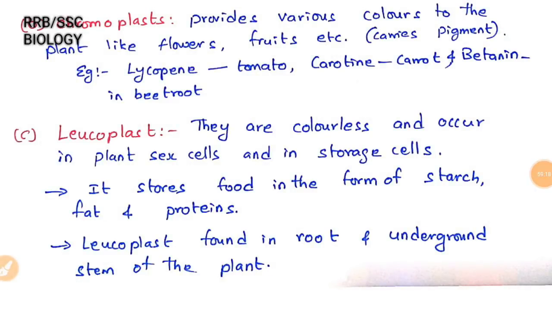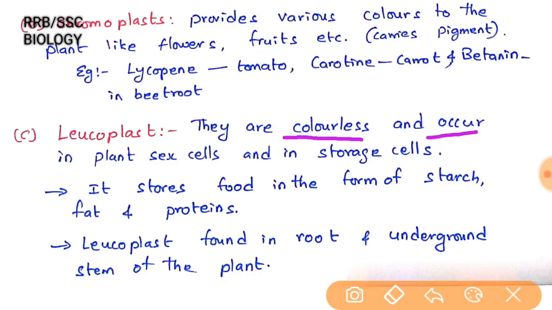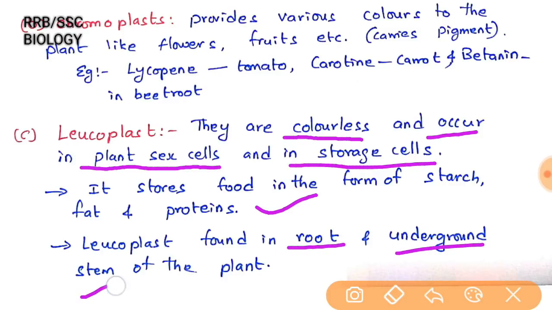Leucoplasts are colorless and occur in the plant storage cells. Leucoplasts are mainly colorless and found in storage cells. They store food in the form of starch, fat and proteins. These leucoplasts are found in root and underground stem of the plant.